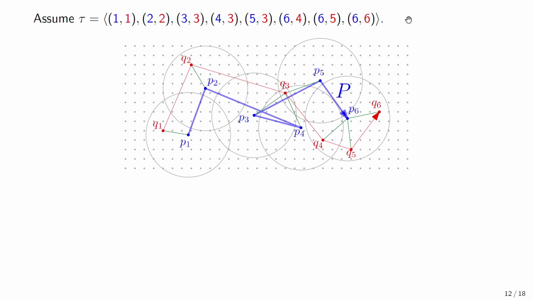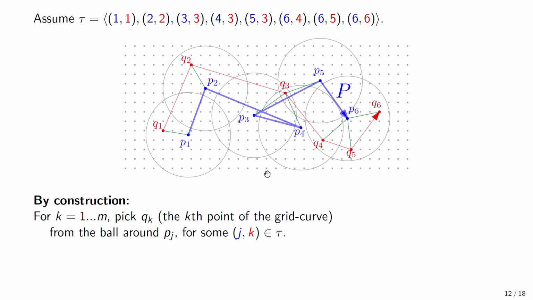And now we need to pick a grid curve for the set I_P. We have to pick the first point, Q1, from the ball around P1, and Q2 from the ball around P2. The third point, Q3, lies in the intersection of three balls, the one around P3, the one around P4, and the one around P5. But we allow ourselves to do overcounting and choose Q3 from one of them, say the ball around P3.